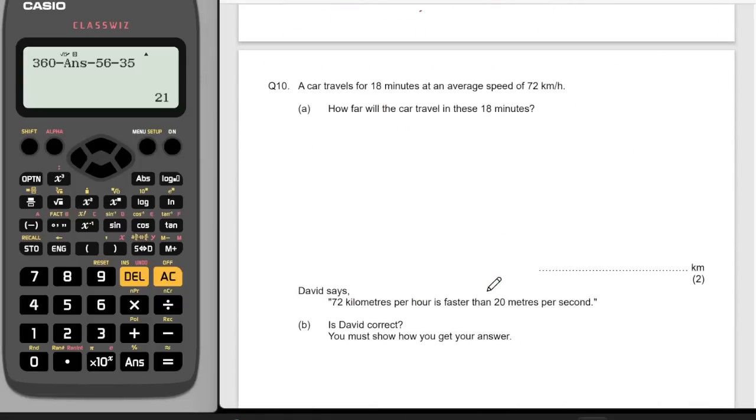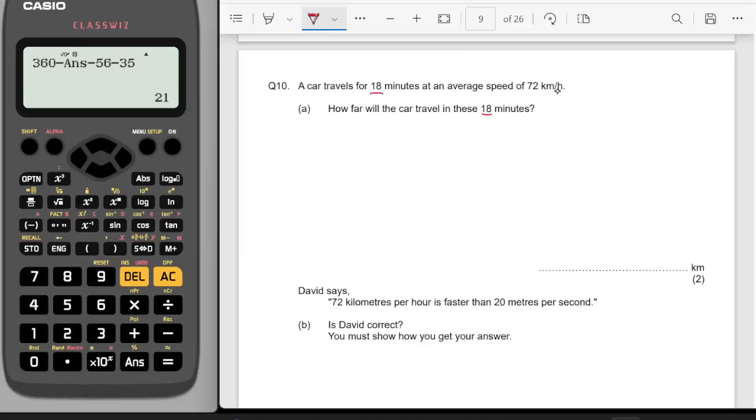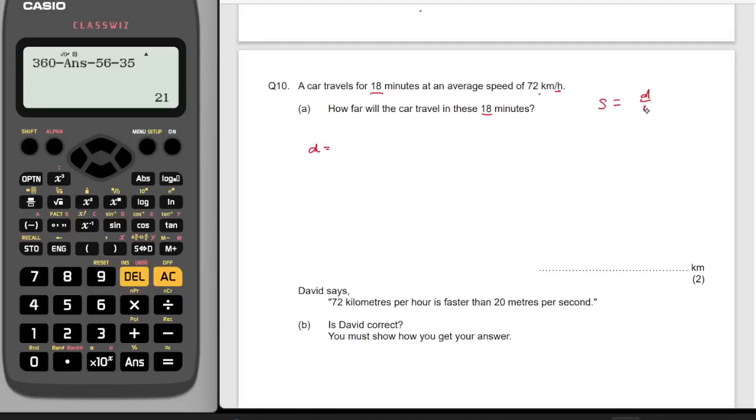Okay then, question 10. A car travels for 18 minutes at an average speed of 72 kilometres per hour. How far will the car travel in these 18 minutes? Again, I'm going to show you something useful on your calculator for this one. So our issue is we've got minutes and we've got hours. So we need to convert one in theory. Generally speaking, speed is equal to distance divided by time. So distance is going to be equal to speed times by time.